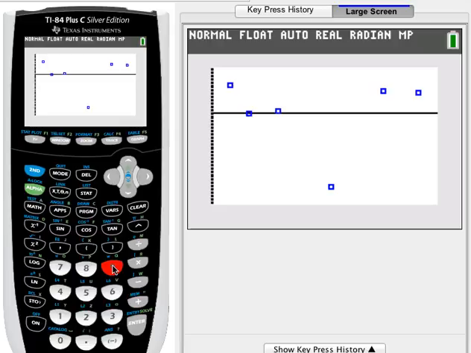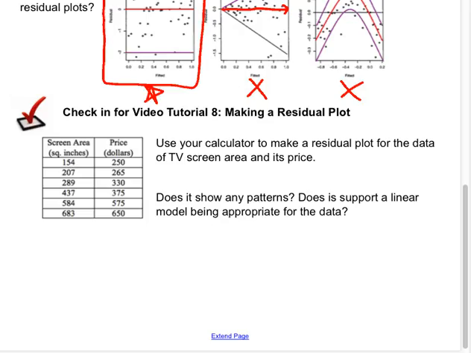It doesn't show enough of a pattern that would make me really question whether the original data was linear or not. If everything else were to support it, I would say that this is just fine. Okay, so again, just another skill, another way to determine if you have linear data or not by looking at that residual.